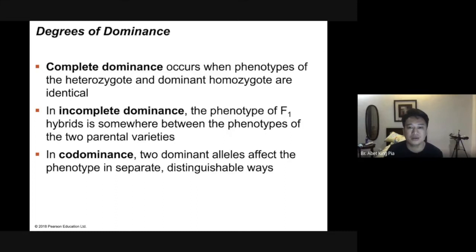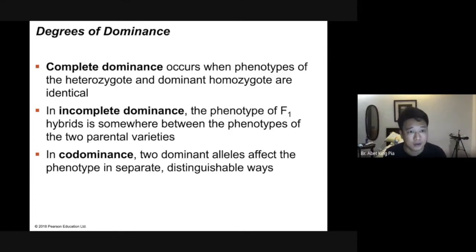And then there is also co-dominance, wherein the two dominant alleles affect the phenotype in separate distinguishable ways. So makikita mo sa co-dominance, pareho nag-a-appear yung traits or yung phenotype. So these are the different degrees of dominance. Imagine-in first kung ano yung difference between incomplete and co-dominance, no? Kasi dito ako laging nalilito. Ano ba yung incomplete dominance? Ano ba yung co-dominance?